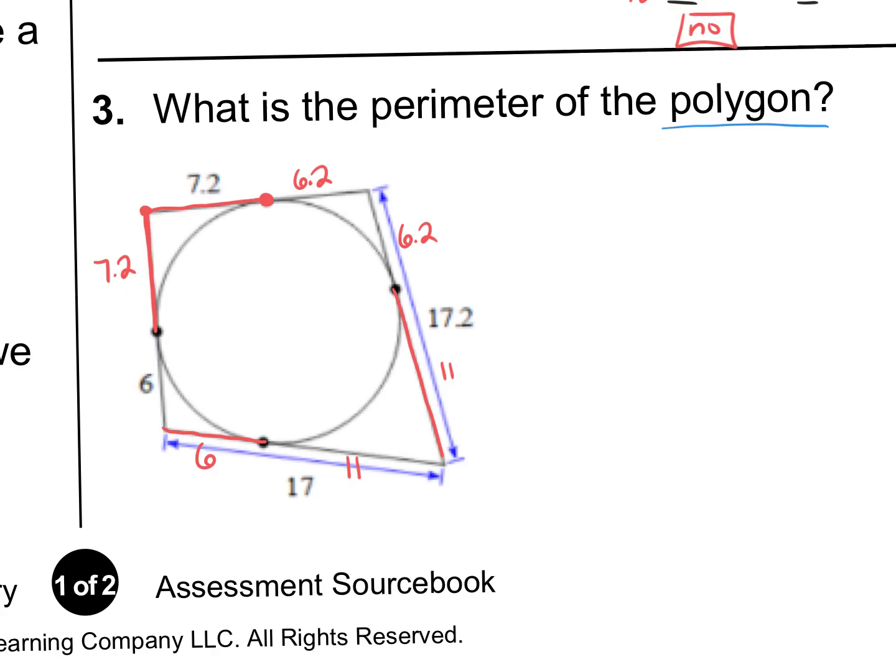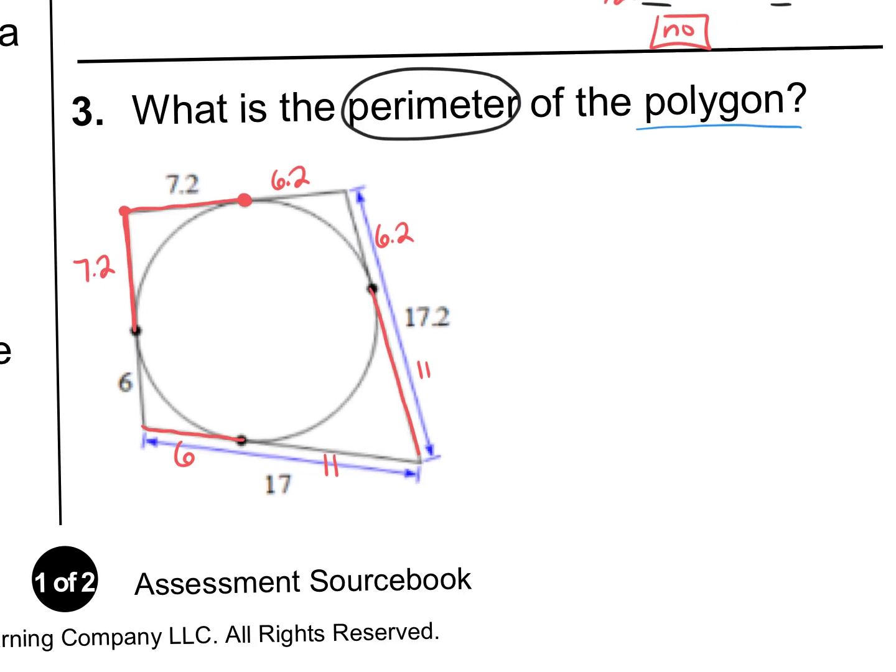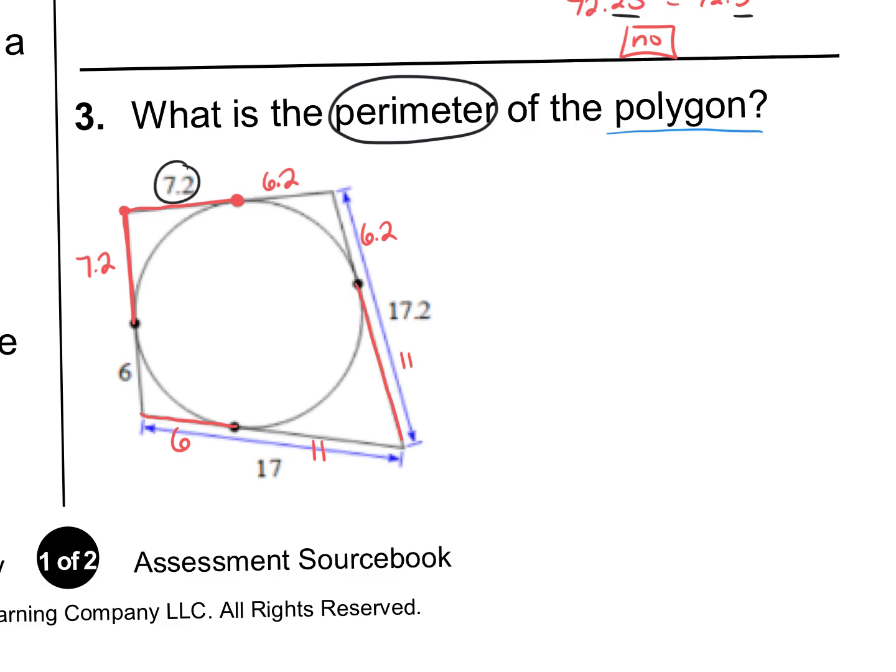No. Right, it wants the perimeter, which means add up all of them. I'm just going to start here, work my way around. So I get 7.2 plus 6.2. 6.2 plus 2, correct. What could I use for this side? 7.2. Yep, I could use the whole thing.